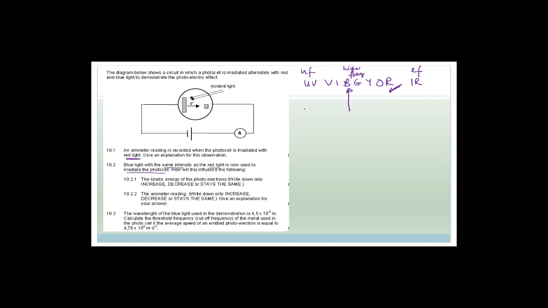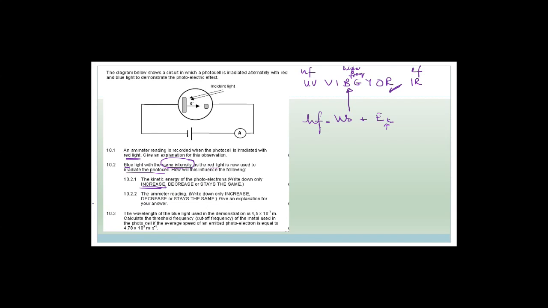Okay. So if we look at our formula, we've got hf is equal to the work function plus the kinetic energy. Okay. So now it says, how will the fact that we're now shining blue light of the same intensity, so same brightness, affect the kinetic energy of the photoelectrons? Write down only increase, decrease, or stays the same. So if the frequency increases, do you agree the kinetic energy has to increase as well? So the kinetic energy is going to increase.